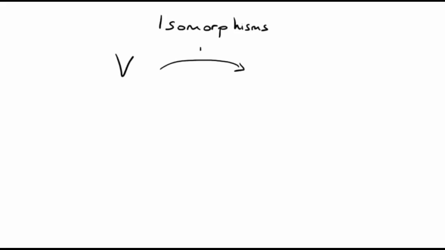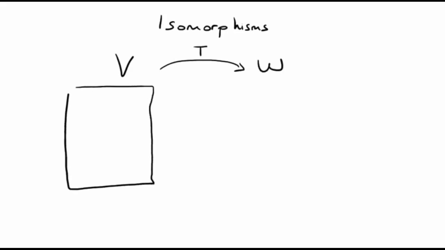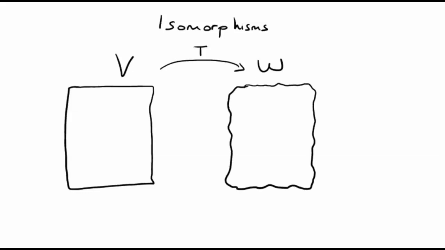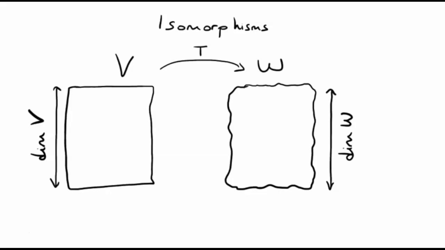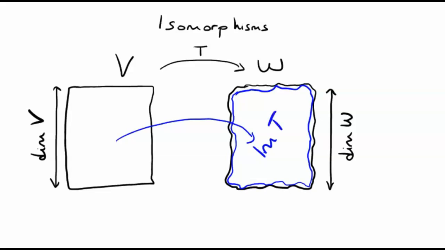First of all, it is a transformation from V to W. V is still the same box, but to be an isomorphism, W needs to have the same dimension as V. That's the first thing. So dim V equals dim W. Secondly, all the elements of V, when they are transformed, fill up all of W. The image of V is equal to W. That's the second thing that is needed.